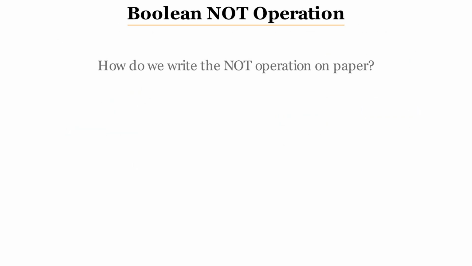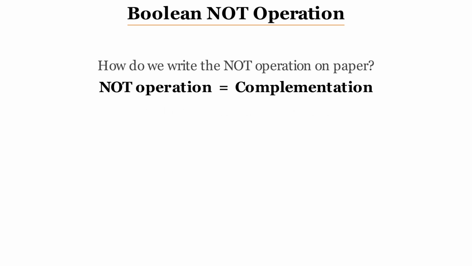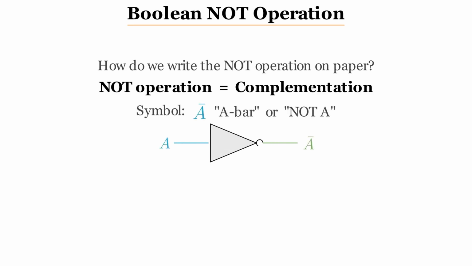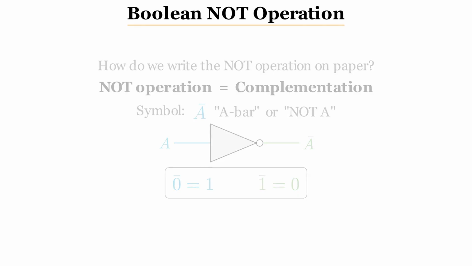So we can build it with magnets, and we can build it with silicon. But how do we write it down on paper? In Boolean algebra, the mathematics of digital logic, the NOT operation is a complementation operation. Its symbol is a simple overbar over the letter. We write it as A bar and pronounce it A bar or not A. The math is as simple as the circuit. Bar 0 equals 1, bar 1 equals 0.